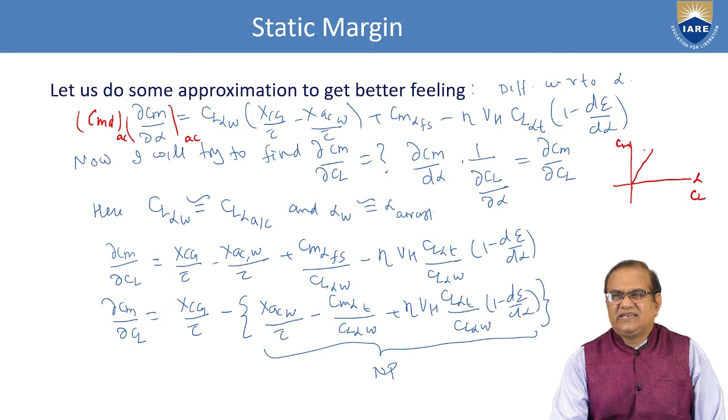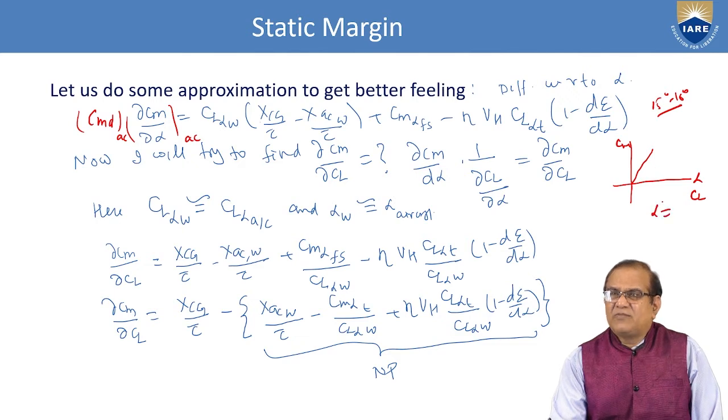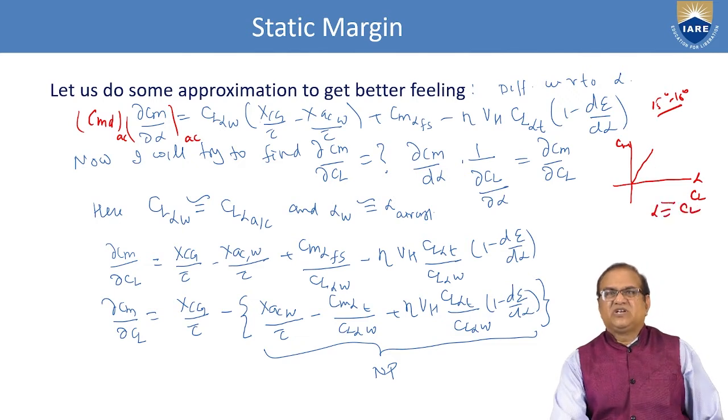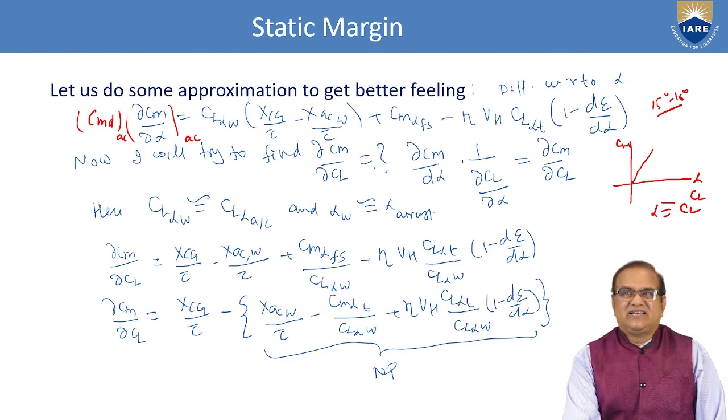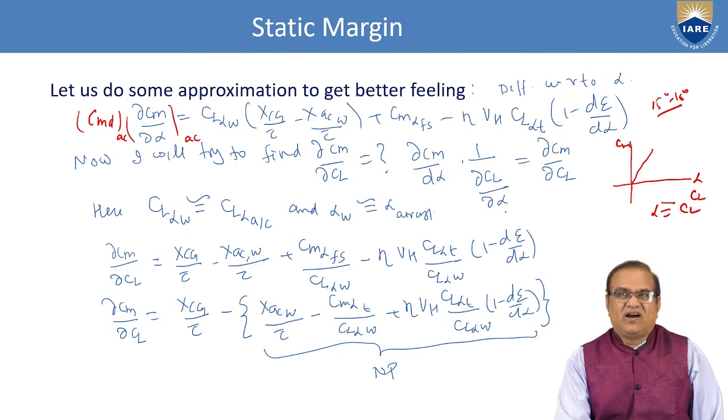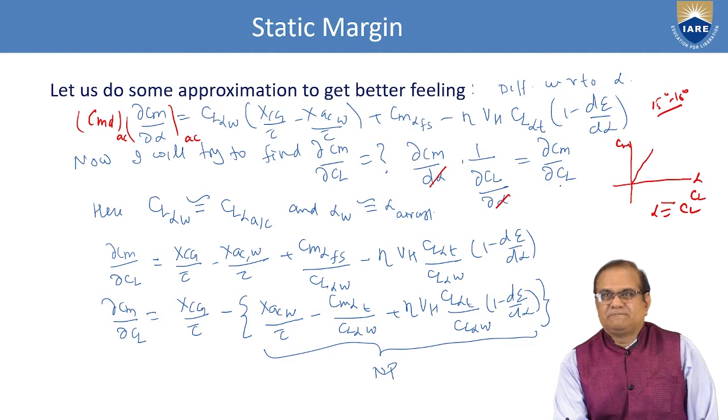Wherever you have the straight line, up to 15 to 16 degrees angle of attack, alpha can be approximated as CL. So now we want to convert and find dCm by dCl. What will be dCm by dCl? Here we can write dCm by d alpha into 1 by dCl by d alpha. If we cancel this and this, we get dCm by dCl.